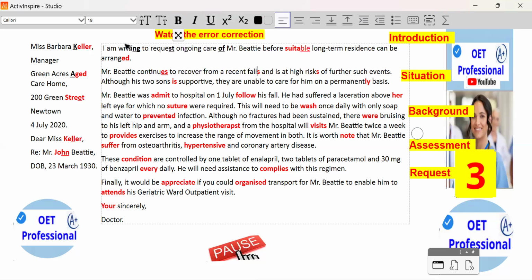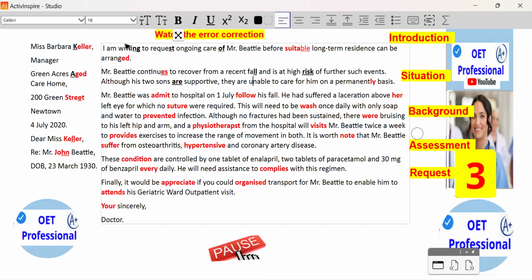Not falls, because it's singular. We have a here, so a recent fall, and is at high risk, not high risks of further such events. Although his two sons is supportive, two sons is plural, so this should be are supportive.